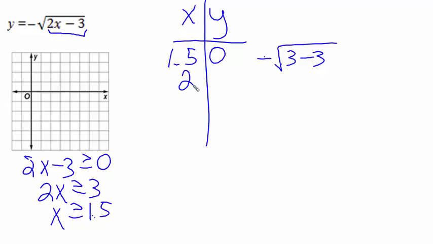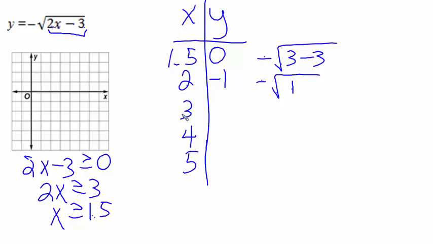Then we can plug in some other x values to the right of that. So let's plug in 2. That's going to give us 2 times 2 is 4. 4 take away 3 is 1. Square root of 1 is 1, and then make it negative.